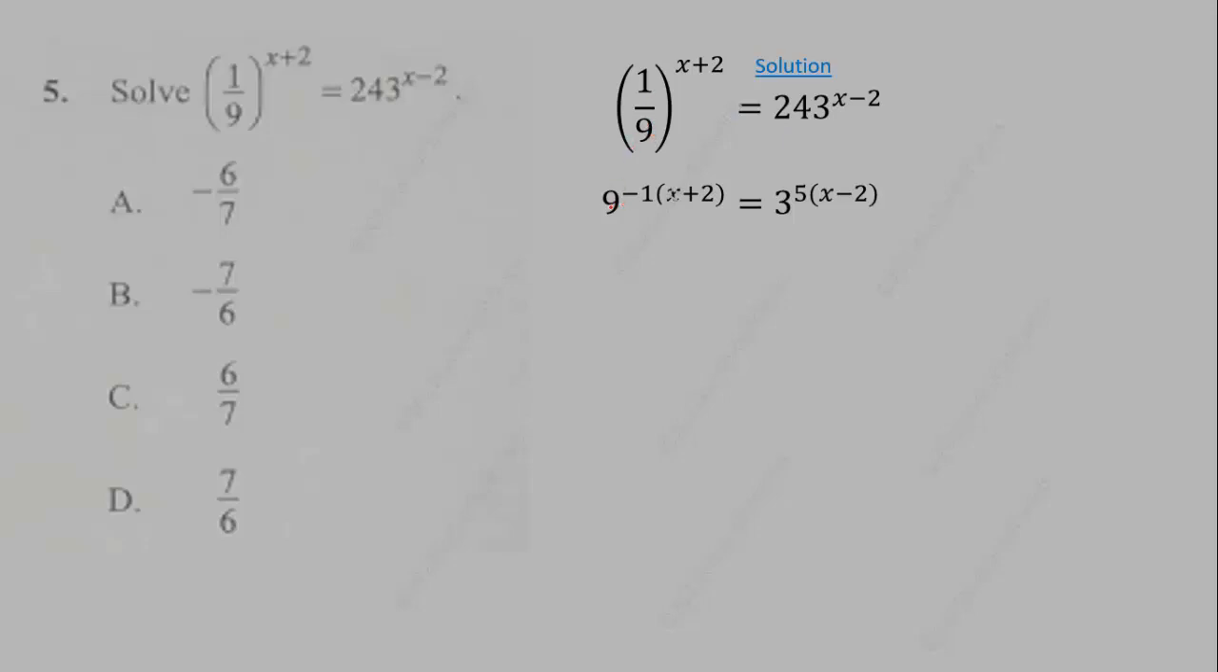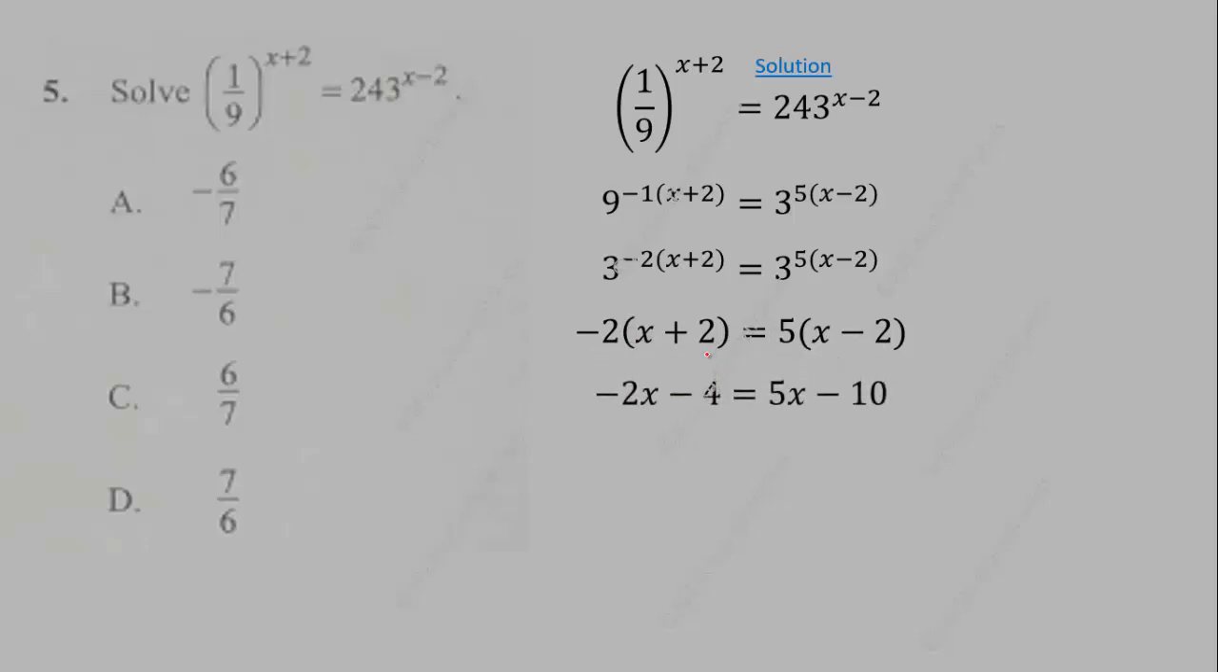So 1 over 9 is the same as 9 exponent negative 1 exponent x plus 2. And over here we have 3 exponent 5 for this. So this is not common, so we can go further by writing this as 3 exponent negative 2. That will give us this. So now that the bases are equal, we equate the exponents to get this. So let's open the parentheses to get negative 2x minus 4 is equal to 5x minus 10 here.